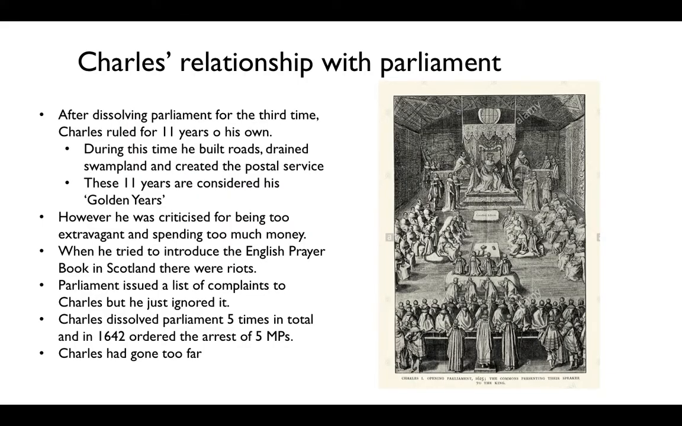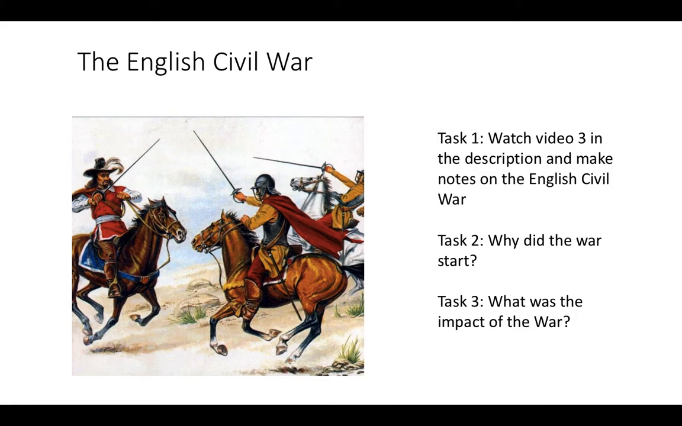So we've said 11 years on his own, the golden years. However, he's criticised for spending too much money and being too extravagant. He tries to introduce the English prayer book in Scotland, and there are a large amount of riots. Parliament issues a list of complaints to Charles, but he ignores it. He actually orders the arrest of 5 MPs in 1642, and it's at this point where the MPs decide that Charles has now gone too far. So let's have a look at what happens next then.